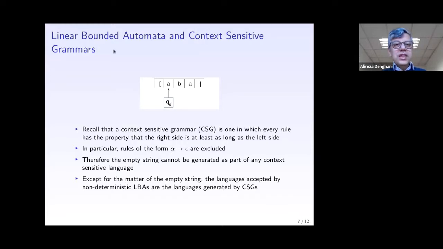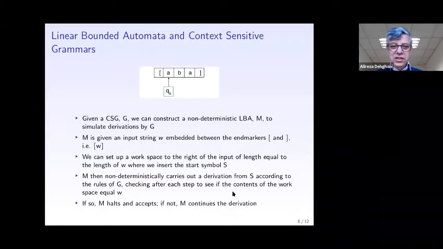So if we want to make a correspondence between them, then except for the matter of the empty string, the language accepted by non-deterministic LBAs is the language generated by CSGs. It could be a good case to ask a question for in the final exam. So an LBA could correspond to a CSG if we exclude the matter of generating the empty string. Again, let's read it again. Except for the matter of empty string, the languages accepted by non-deterministic LBAs are the languages generated by CSGs.